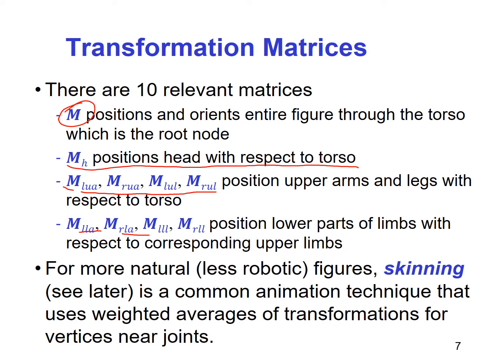For more natural and less robotic figures, we will study skinning as a procedure later that is commonly used in animation techniques. It uses weighted averages of transformations to move the object rather than rigid transformations to every part. So the weighted averaging of these transformations gives it a more realistic kind of movement.